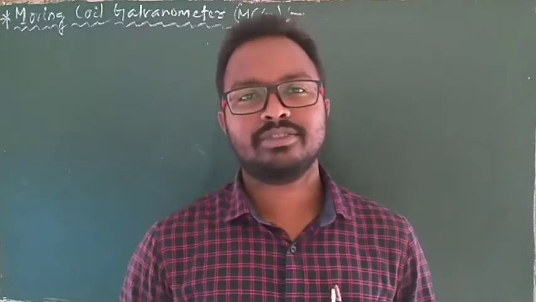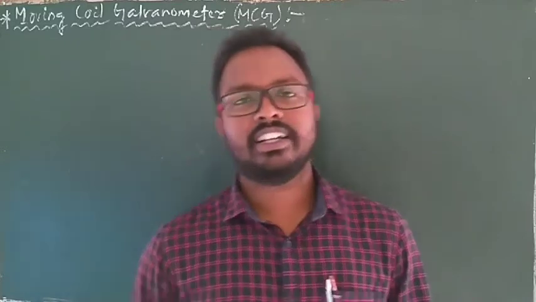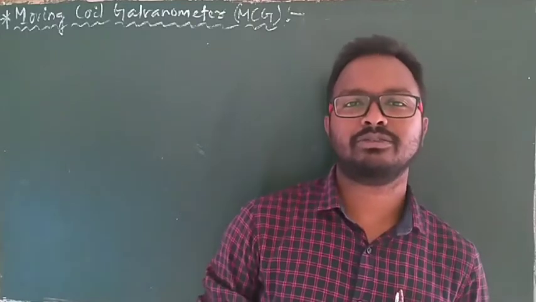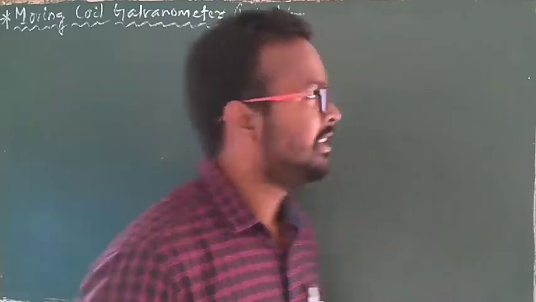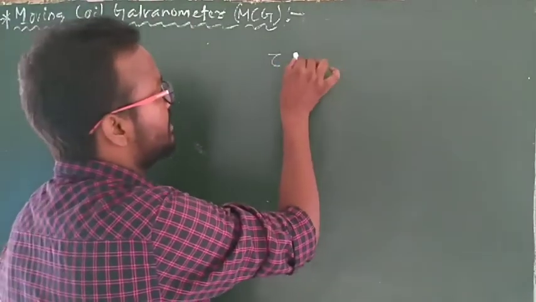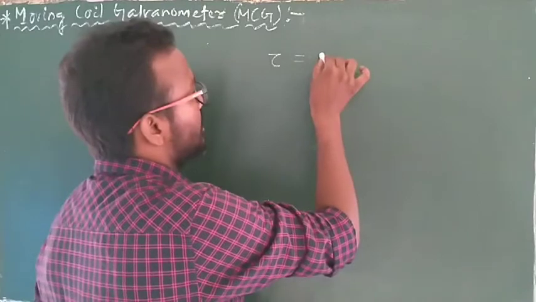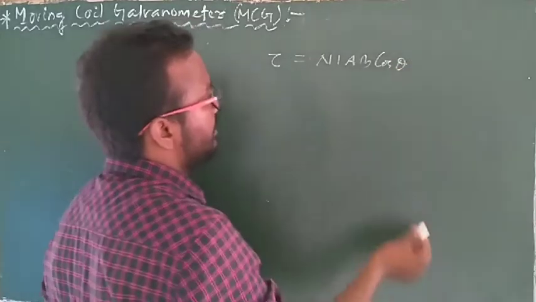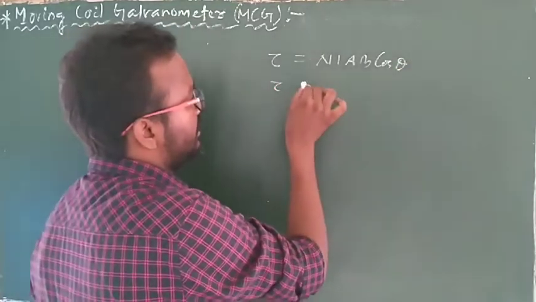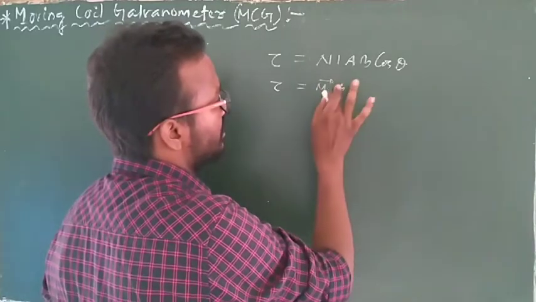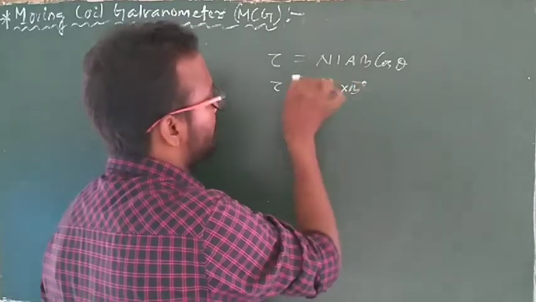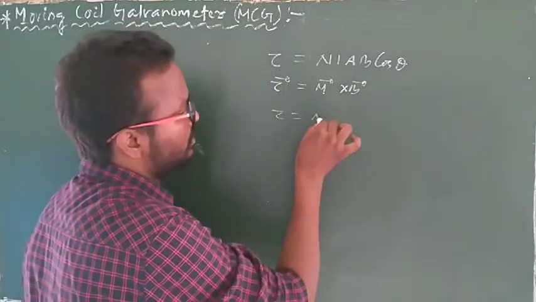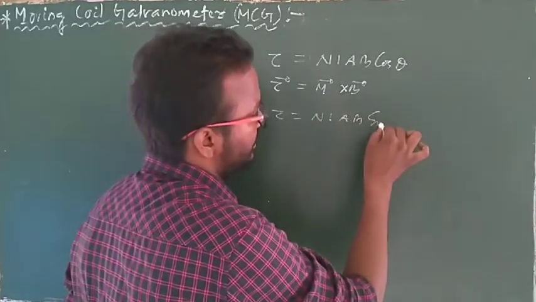Hello student, last class we discussed that if we place a current carrying loop inside a uniform magnetic field, then the torque experienced by the current carrying loop is tau equal to NIAB cos theta, or tau equal to M vector cross B vector, because torque is a vector quantity. Another formula we can write is tau equal to NIAB sin alpha.